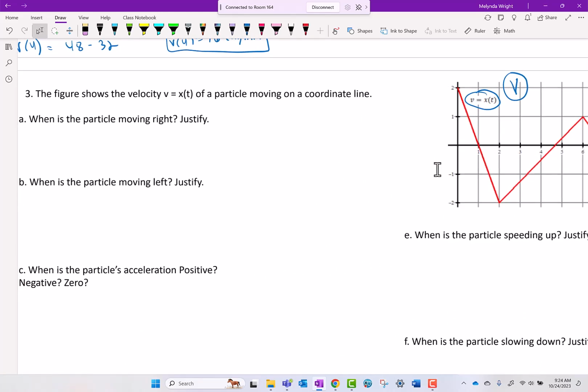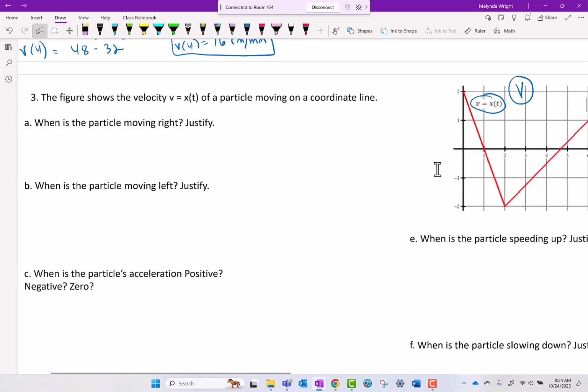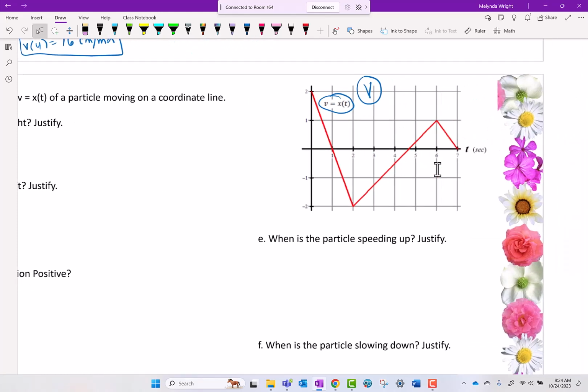Okay, so when is the particle moving right? Let's think back to our rules. You have to know the rules to be able to answer this. So how do we tell if a particle is moving right? It's by the sign of velocity, right? What is the sign of velocity when the particle is moving right? It's positive. So when we look at this graph, we're looking at where it's positive, where the y values are positive. They're here. This is a picture.